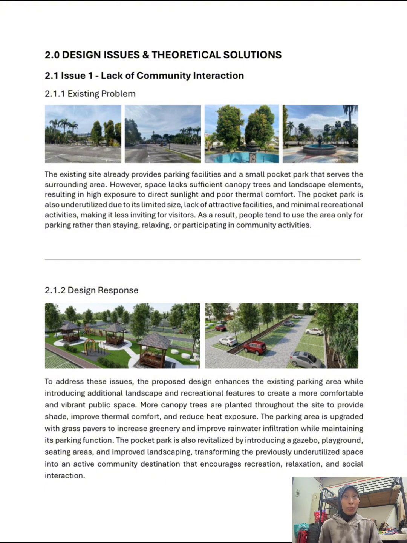Next is design issue and theoretical solution, which is 2.1. Issue 1: lack of community interaction. Existing problem. This existing site already provides a parking facility and a small pocket park that serves the surrounding area. However, the space lacks sufficient canopy trees and landscape elements, resulting in direct sunlight. The pocket park is also underutilized due to its limited size, lack of attractive facilities, and minimal recreational activities, making it less inviting for visitors.